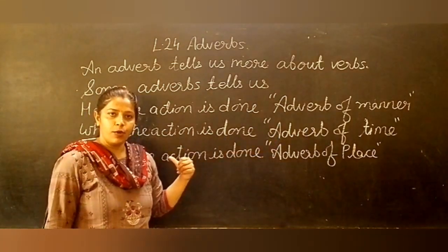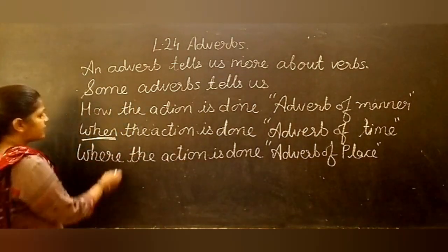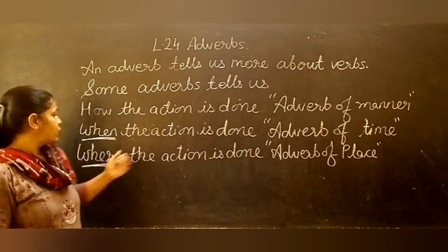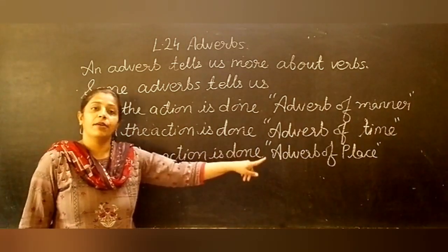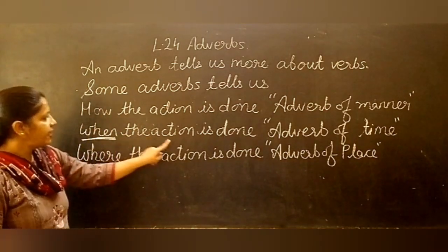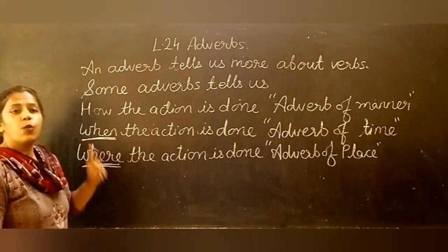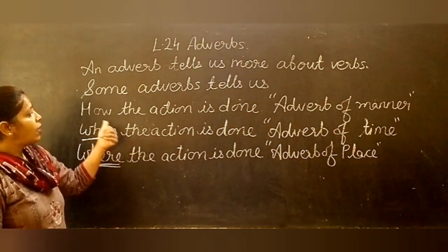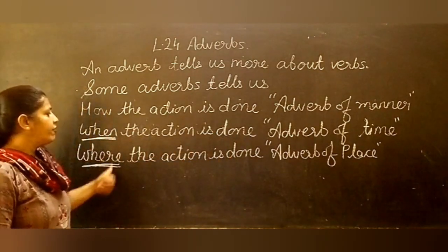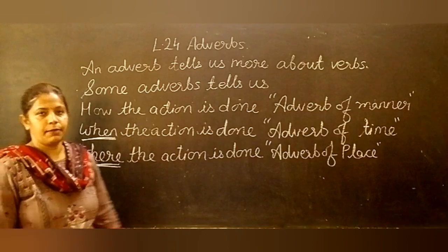We will see when we do more examples. Where the action is done. Where suggests the place. Whether it is done here or there, right? So where the action is done is called adverb of place. So an adverb tells us how the action is done, when the action is done and where the action is done. It is telling us more about the verb. How the action is done is called adverb of manner. When the action is done is called adverb of time, and where the action is done is called adverb of place. Let us see one by one with examples.